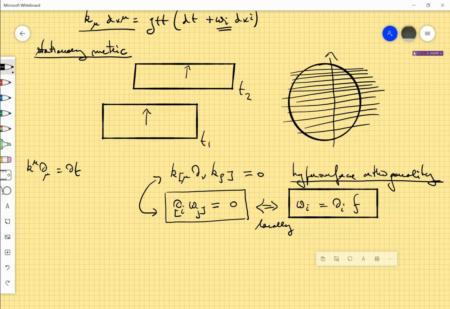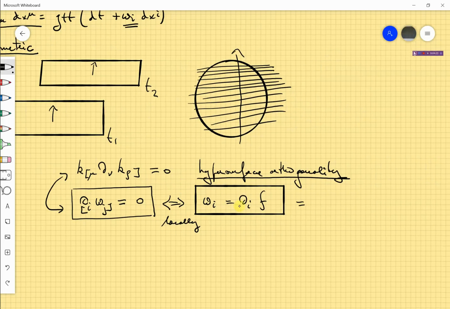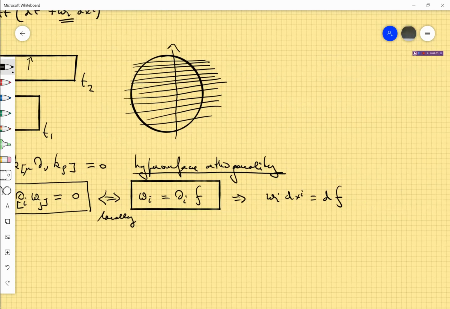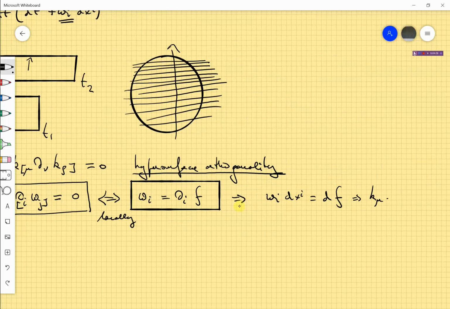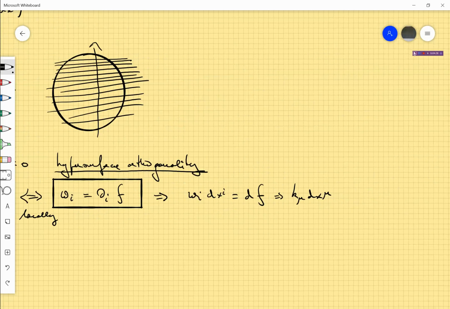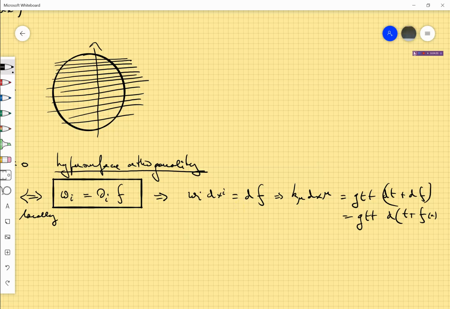If omega i is partial i of some f, then you see that omega i dx^i is just d of f, and then you come to the general expression of k mu dx mu, and you see that this is dt plus df. Okay, I can write it like d of (t plus f), where f is some function of just the space-like coordinates.